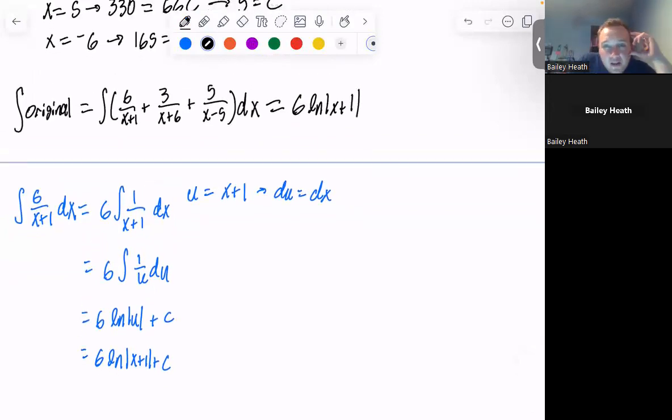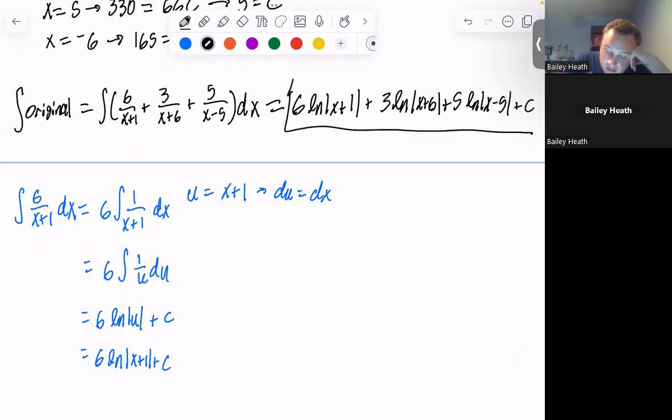As you can probably see, these other integrals are going to work very similarly. So what are we going to get? We're going to get plus 3 ln of the absolute value of x plus 6, plus 5 ln of the absolute value of x minus 5. These are all absolute values. I'll stick my plus c at the end.